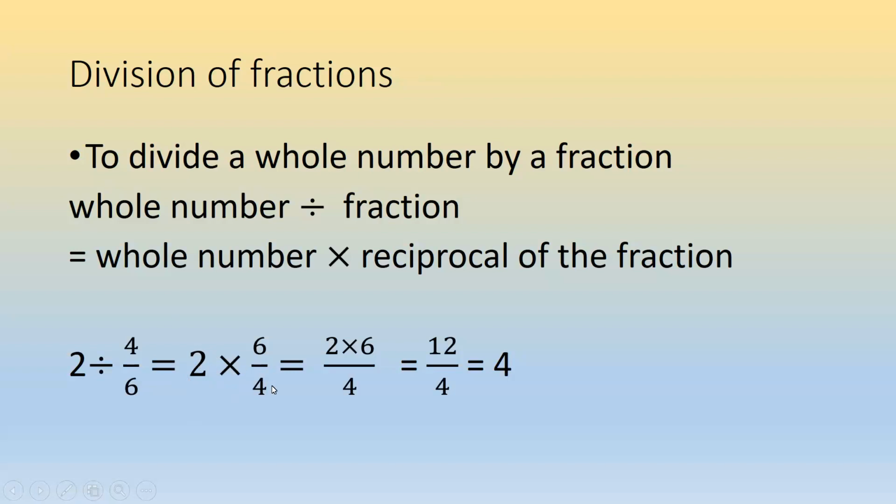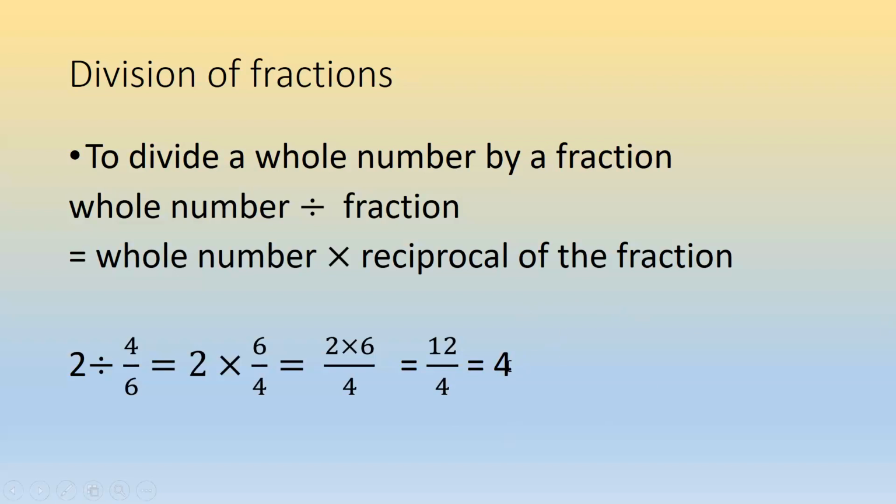So this 2 times 6 over 4 is the same as 2 over 1 times 6 over 4. That will give us 2 times 6 all over 1 times 4, which is 4. I hope you understand that. And then we have 12 over 4. And this 12 over 4 is the same as what? 4 can go into 12 three times. So that will be 3. That is not 4, that will be 3.